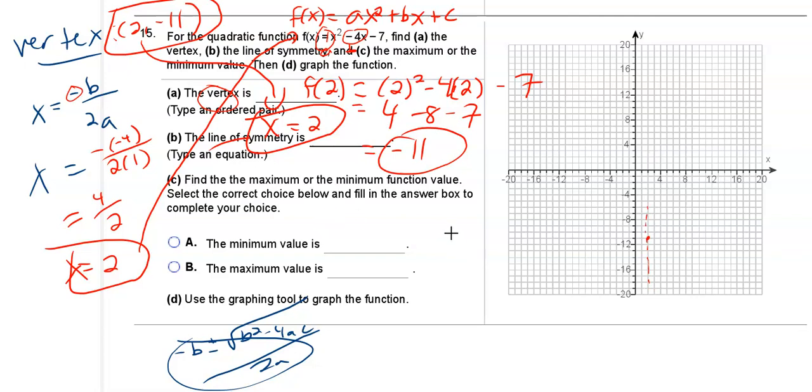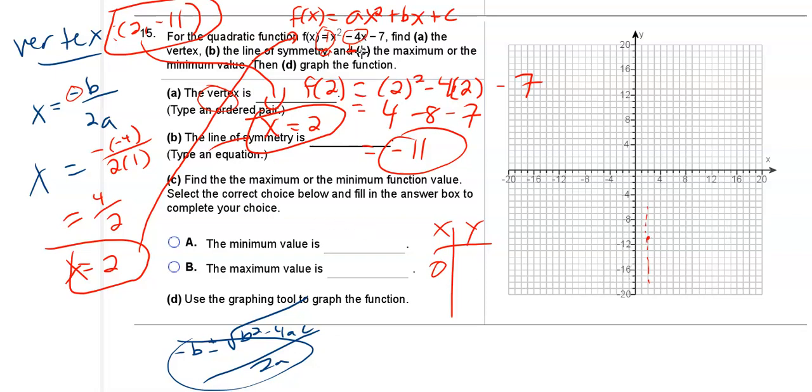To complete the graph, we need to plot at least one more point, and then we'll use the symmetry to get another point for free. I'm going to choose 0 again since it's close by. Now, if my vertex was way over here, you don't want to choose x equals 0 because it's too far away. The number is going to get too big, and you won't be able to graph it. But as long as it's close by, 0 is a good choice.